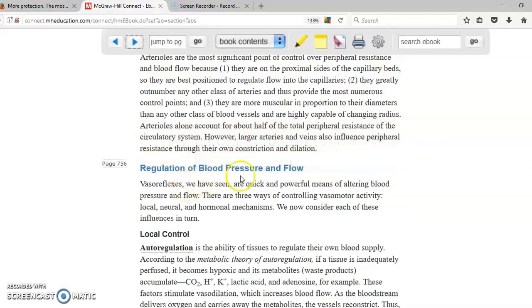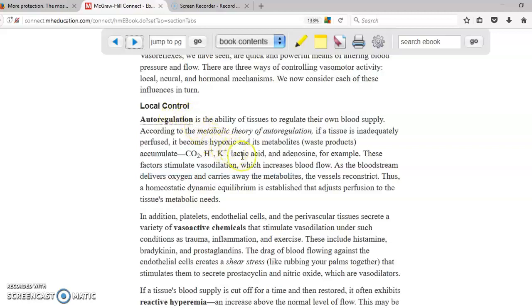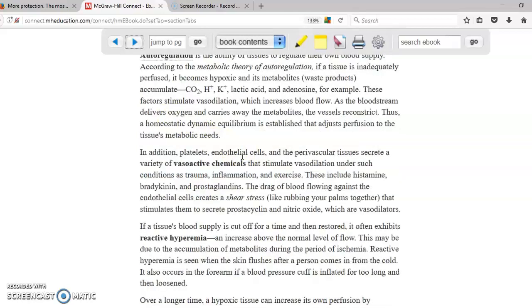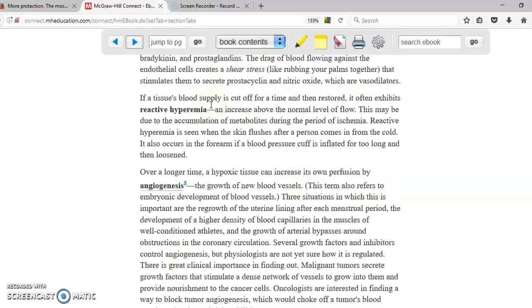regulation of blood pressure and flow. You have local control. For example, if you have an area that is going to have low blood for whatever reason, then you're going to start accumulating carbon dioxide. If you have a lot of carbon dioxide, then the pH will drop, so that area is going to become acidic. So therefore, that's going to trigger vasodilation of this area so you can get more blood in there, so you can eliminate the carbon dioxide and increase the pH in those areas. Obviously, the amount of blood that is going to be in that area, because you're going to produce vasodilation, a lot of times that's called reactive hyperemia.